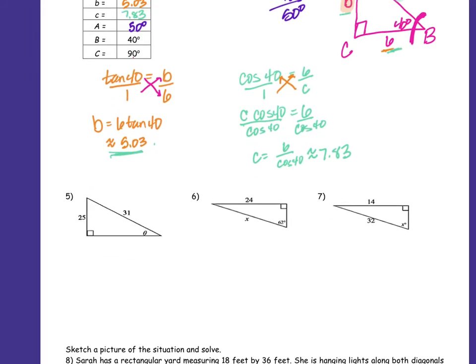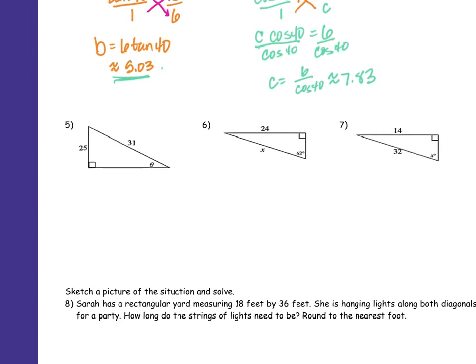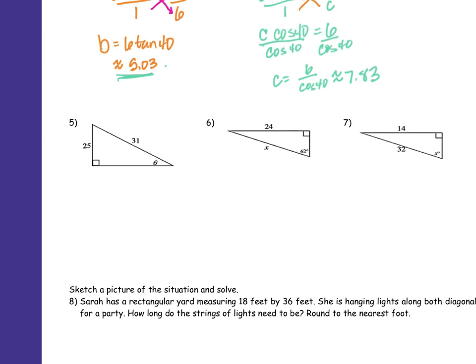So the next 3 questions just say solve. Basically, I'm solving for the variable wherever that may be. I'm going to solve for it. So in the first one, it looks like I'm solving for an angle. So what do I have? I have the side opposite, and I have my hypotenuse.